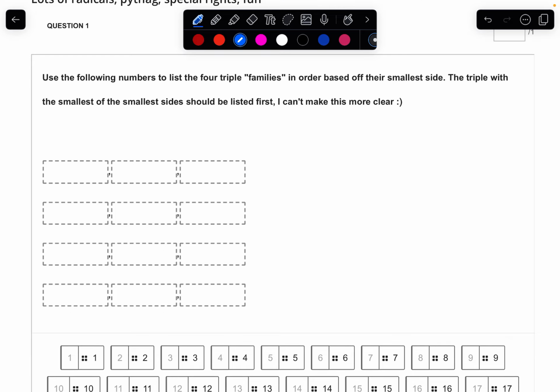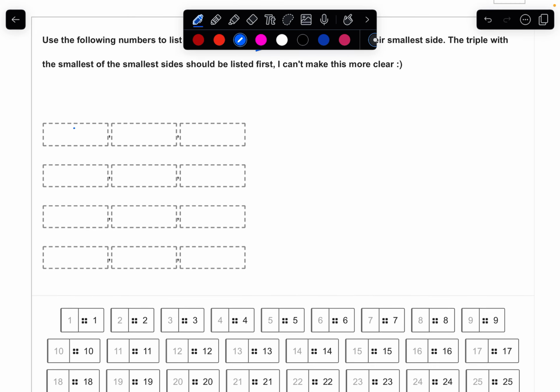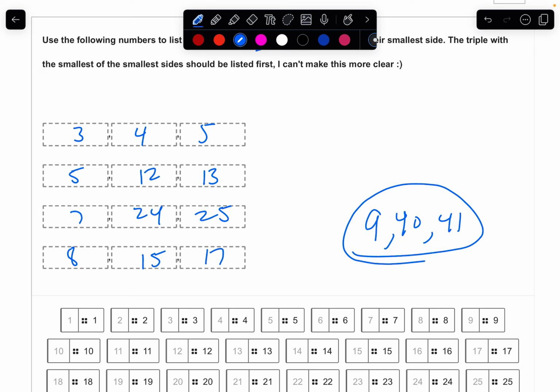First question here asks us to use the four triple families. I called them families. These are the four base triples. It says to put them in order from smallest to biggest. The smallest ones are 3, 4, 5. 5, 12, 13 is next. 7, 24, 25 is next. And 8, 15, 17 is last. And for bonus points, 9, 40, 41, if you remember that one. But you gotta know these four, my friends.